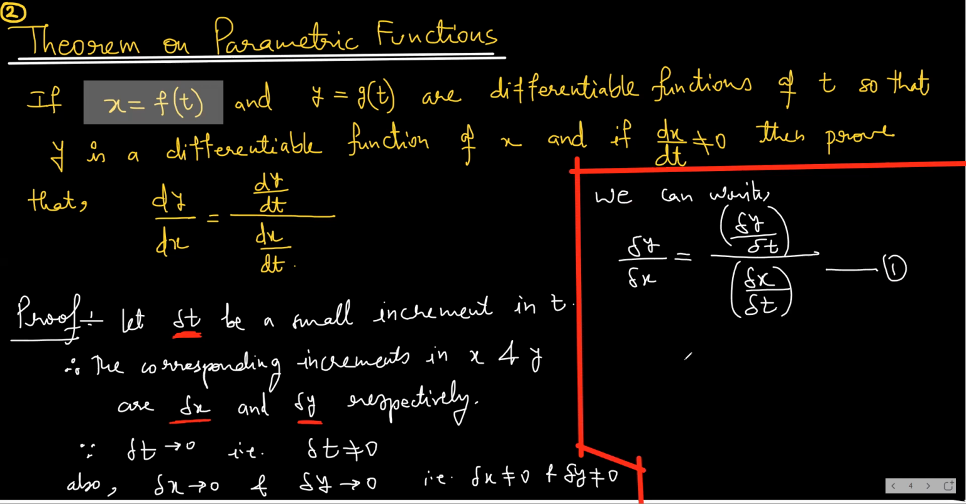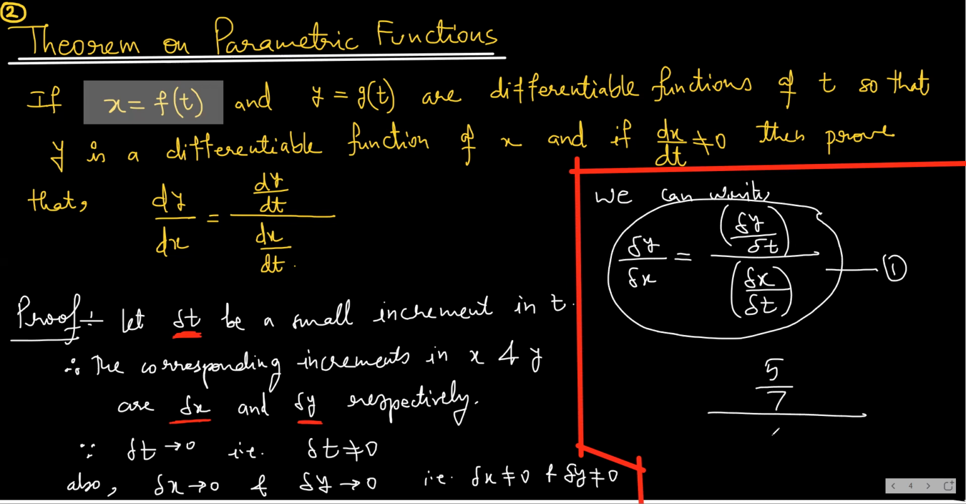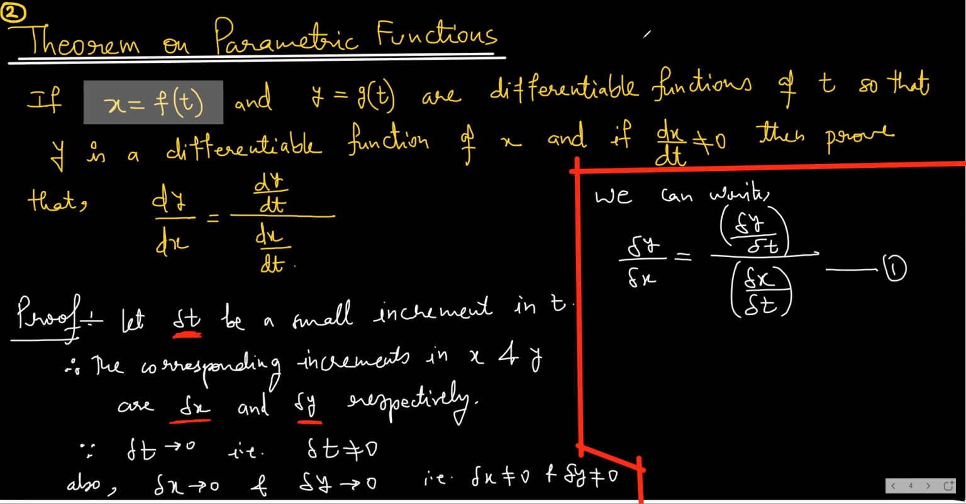Basically, these delta y, delta t, delta x, they all are small numbers. So as such, if I have 5 upon 7 upon 3 upon 7, wouldn't this be equal to 5 by 3? Definitely yes. So we are following exactly the same concept here. But in order to help you out, how would you remember this step? You just remember that whatever you have to prove, you replace all d by delta and you will get this step.